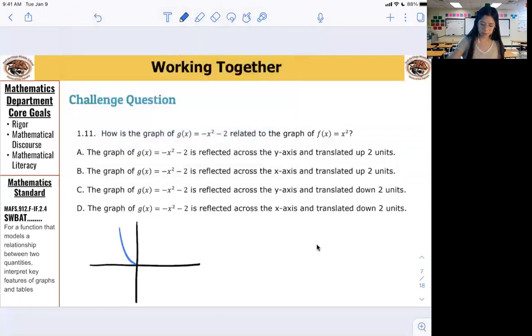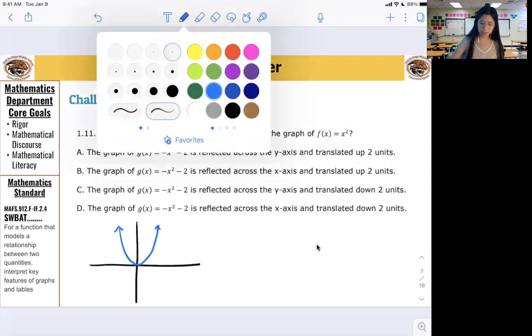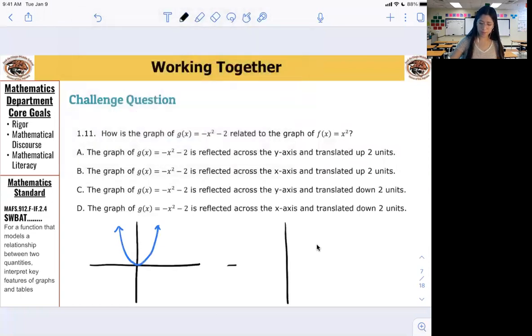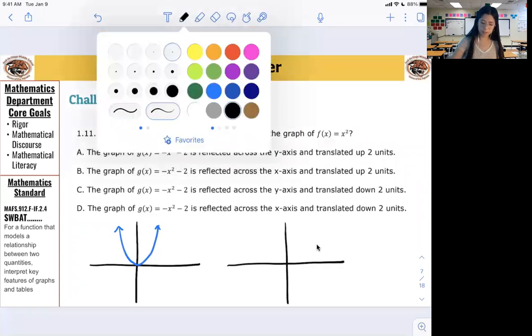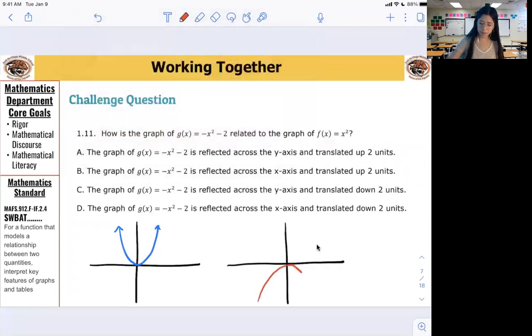Okay, here's my parent function. That's what it looks like normally. And if I'm flipping something and it's going to be facing downward, okay, think about it. When you reflect something, the axis that you reflected over is like your mirror line. So which one's my mirror line? Is it the x-axis? Am I flipping down over the x-axis? Or is it the y-axis? Am I flipping around the y-axis?